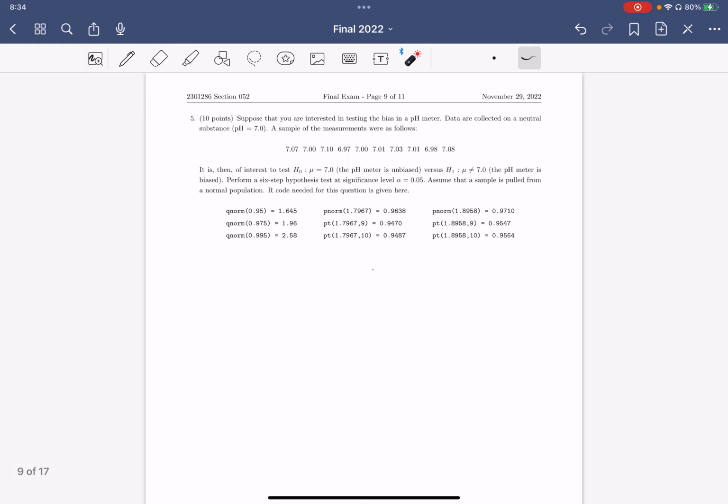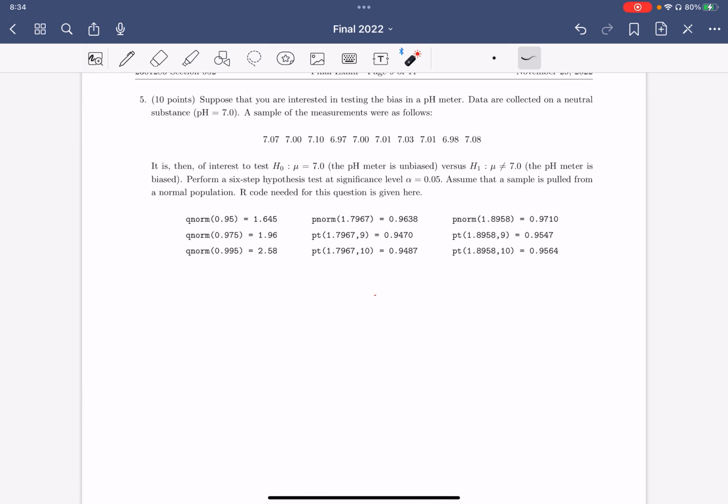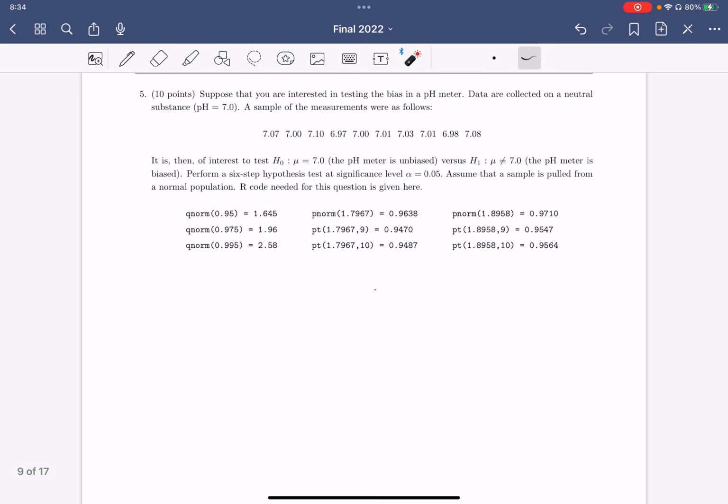All right, the last question for this clip is this question, which is similar to what you have in the quiz. So suppose that you are interested in testing the bias in a pH meter. The data are collected on a neutral substance, pH equal to 7. Sample of the measurements were as follows. So this is the number that you get from the sample of size 10. All right. So the sample size is 10.